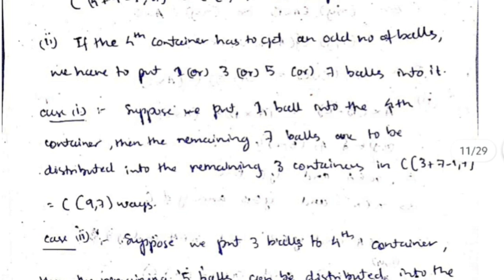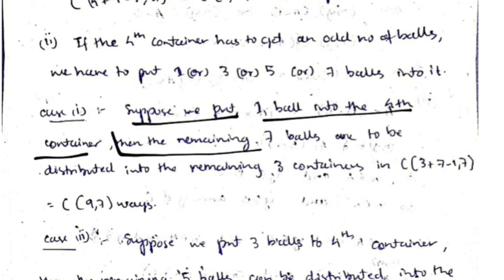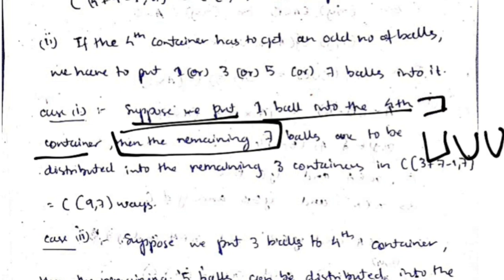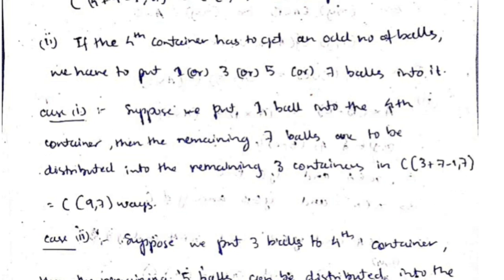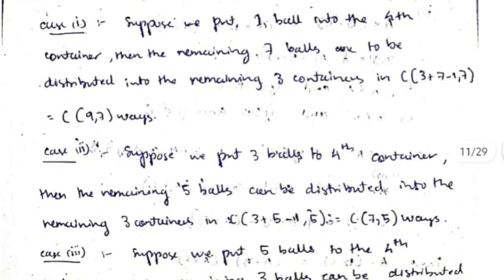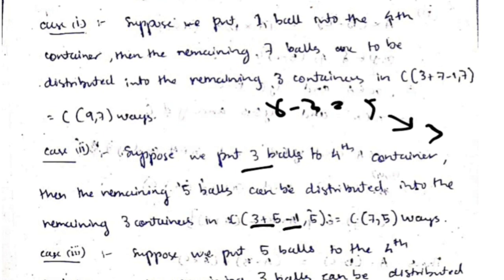So suppose that in the first case, if we put 1 ball into the 4th container, then the remaining balls are 7. Okay, so 7 balls are to be distributed among the 3 containers. So using the formula, r is equal to 7 and n is equal to 3. Similarly if the number of balls we put in the 4th container is 3, then the total number of balls will be 8 minus 3, which is 5 balls remaining to be distributed in 3 containers. So the formula will be 3 plus 5 minus 1 comma 5. So C of 7 comma 5.